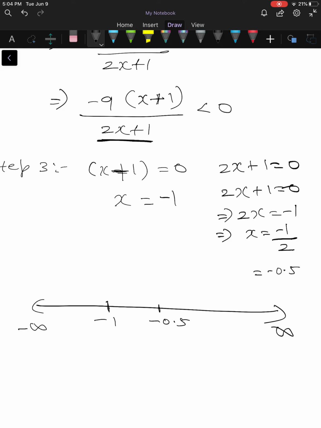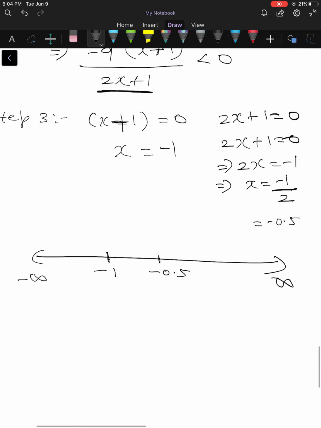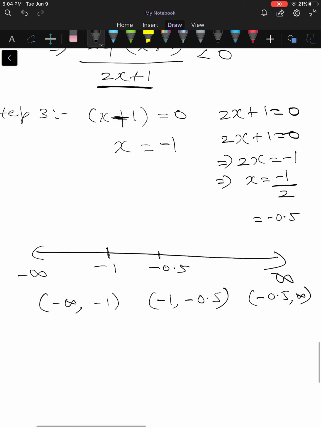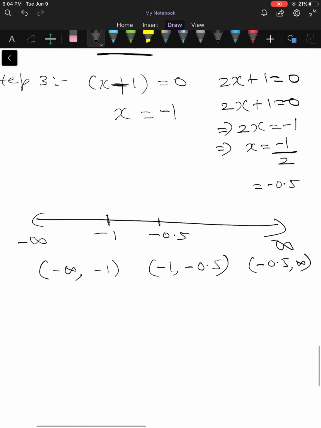So this is how your intervals are. So what are the intervals? Open interval negative infinity comma negative 1, open interval negative 1 comma negative 0.5, open interval negative 0.5 comma infinity. Okay, good.